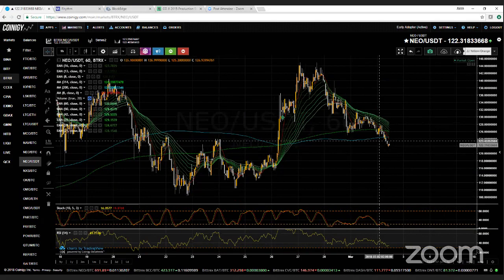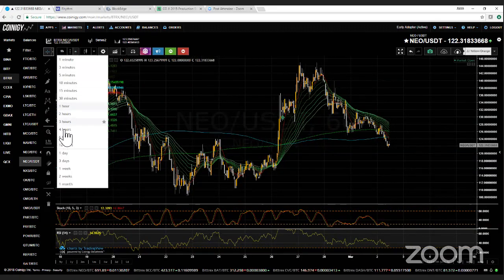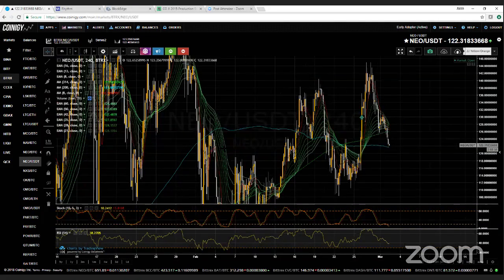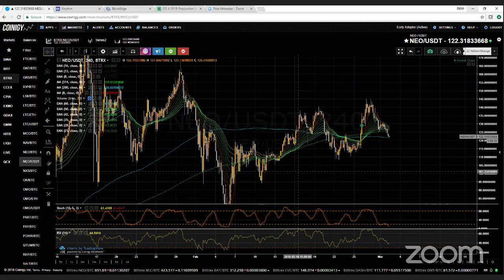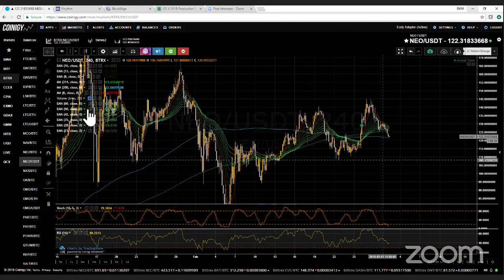Neo's actually an add here pretty soon. I like that this 4-hour cycle's low. I'm probably going to add back here. There's an uptrend line here. I'm sure you could draw one in there.